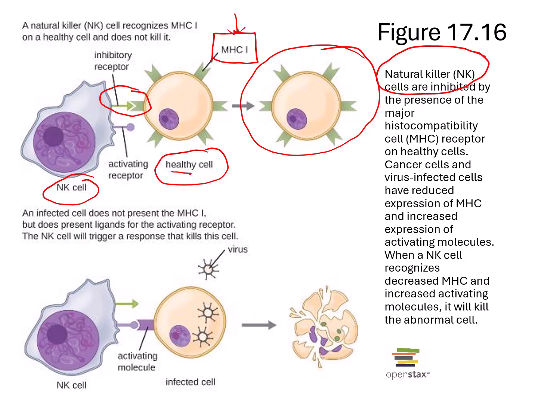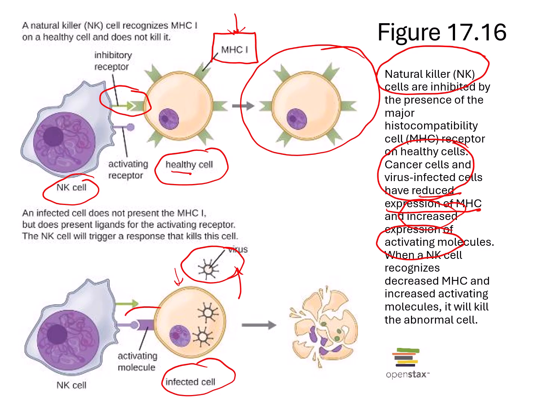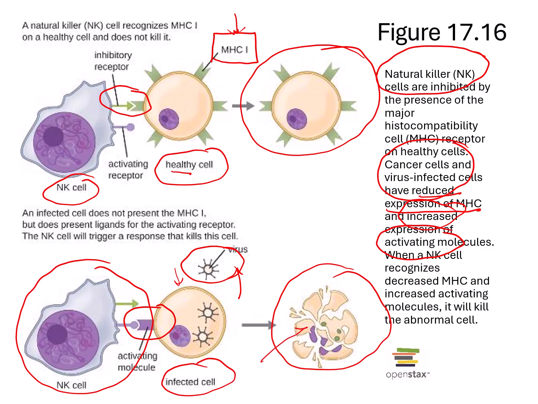But if it encounters a cancer cell or a virus-infected cell, there will be reduced expression of MHC1 in addition to an increased expression of those activating molecules. And when that happens, for instance, in this infected cell that's been infected by a virus, you can see there's no MHC1 on its surface, but there is at least one activating molecule shown. That triggers the natural killer cell to release those perforins and granzymes to create pores in the cell, as well as trigger apoptosis or cell death.